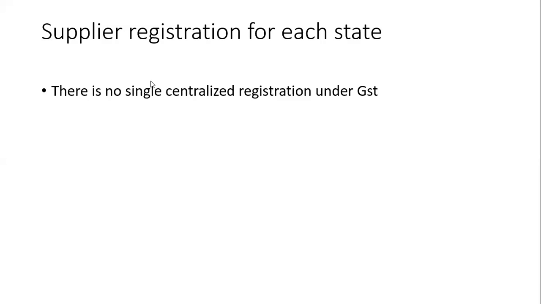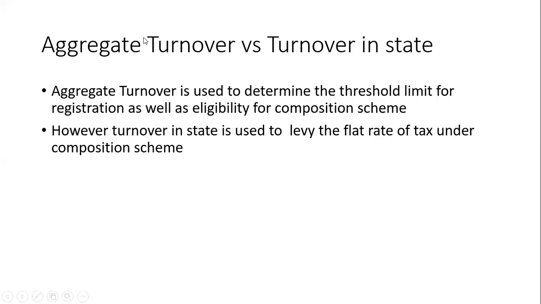Okay, so aggregate turnover means aggregate value of taxable supplies. Aggregate turnover versus turnover in a state. Aggregate turnover is used to determine the threshold limit for registration as well as eligibility for composition scheme. However, turnover in a state is used to levy the flat rate of tax under the composition scheme.